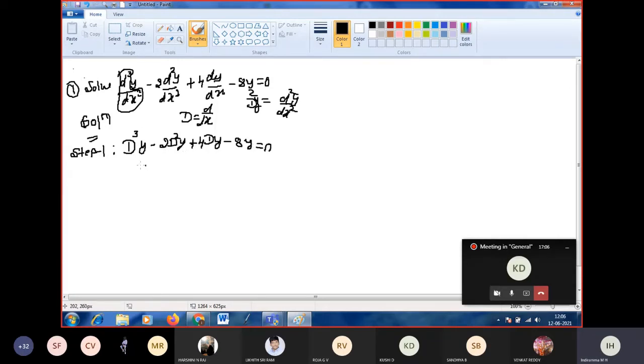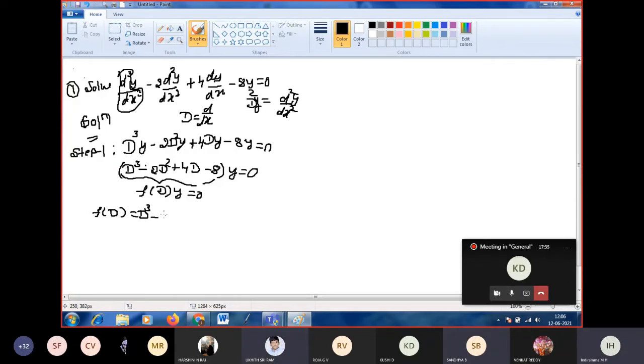So now it is of the form, first you take y common. It becomes D cube minus 2D square plus 4D minus 8, into y, is equal to 0. So now it looks like f of D into y is equal to 0, where f of D is D cube minus 2D square plus 4D minus 8. This is our f of D.